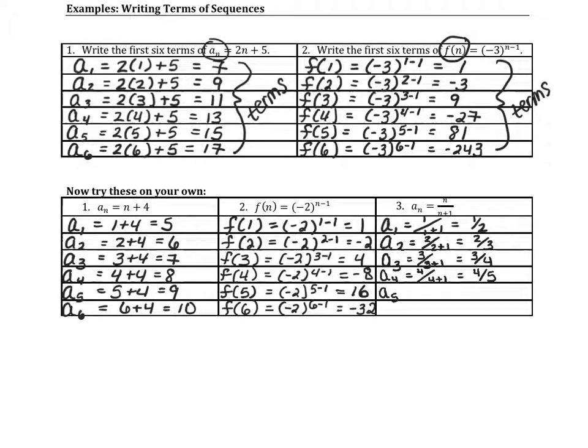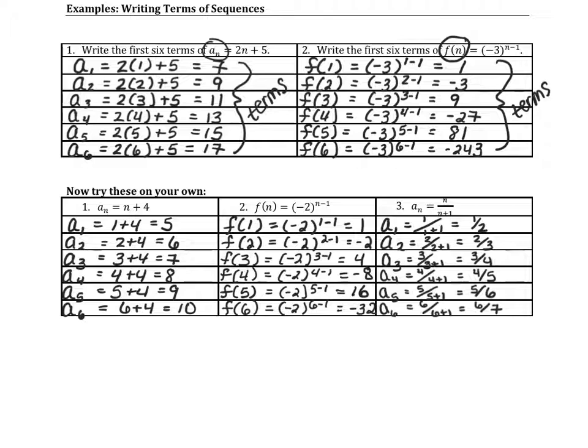a sub 5 is representing the fifth term in this sequence. We will have a 5 on the top over 5 plus 1, giving us 5 over 6. And then our last one, a sub 6 equals 6 on the top over 6 plus 1, is giving us 6 over 7, 6/7. So those are the first of the two types of problems you're responsible for.